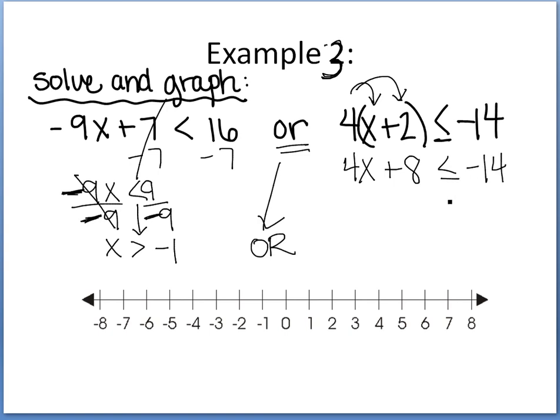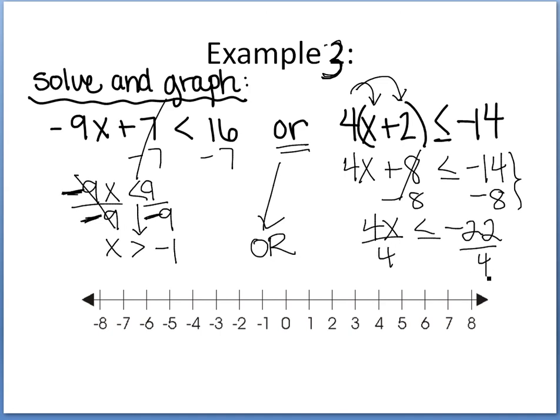Now I'm going to undo what's happening. I'm going to subtract 8. Goes away. Negative 14 minus 8, when they're both negative, it's like adding, except negative. Then I divide by 4. Okay, and you may realize at this point that this is not going to go in evenly, but that's okay. We do need to reduce it. So that is a negative 11 halves. So I have x is less than or equal to negative 11 halves.